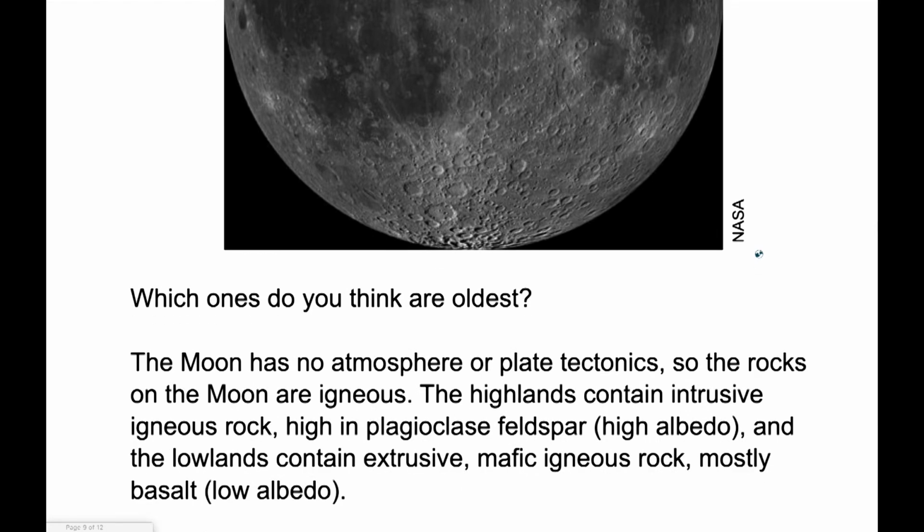The moon has no atmosphere, no plate tectonics, and no history of water. So the rocks on the moon are entirely igneous. The highlands contain intrusive igneous rocks, very high in plagioclase feldspar, which is the white feldspar, so it has a high albedo. It's very shiny and reflective. The lowlands contain extrusive, mafic igneous rocks, mostly basalt, which makes them dark and makes them have a low albedo.